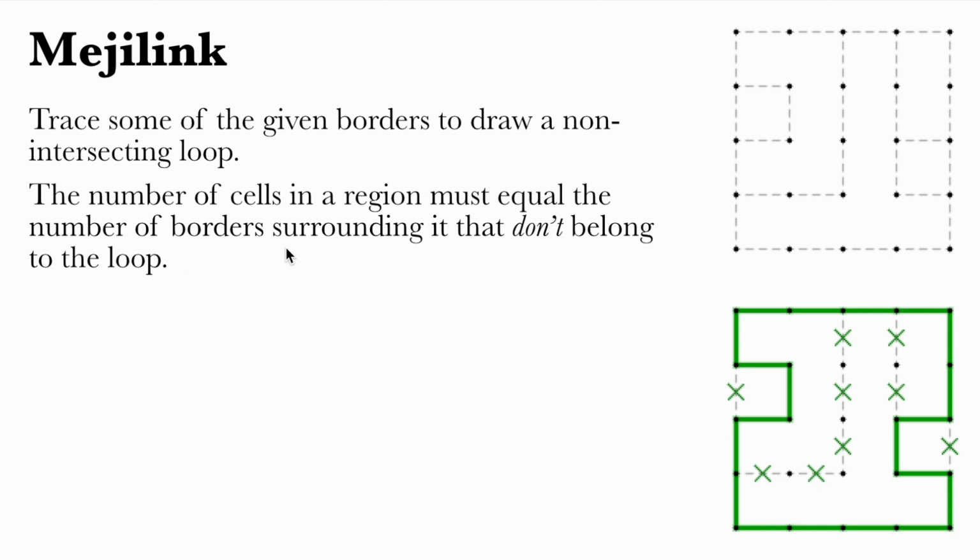So when it's saying border, it just means one small chunk between two dots, not the entire contiguous line like I first interpreted that. Another example here, this big one is 1, 2, 3, 4, 5, 6, 7 large, so we know that there will be 7 of its borders, 1, 2, 3, 4, 5, 6, 7, that are not part of the loop. The word don't is very important here. Those are the rules of Mejilink. So it's time to solve a puzzle. Today's Mejilink puzzle was set by Jovial.